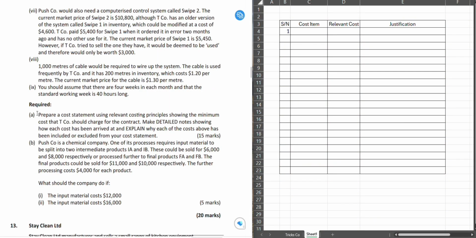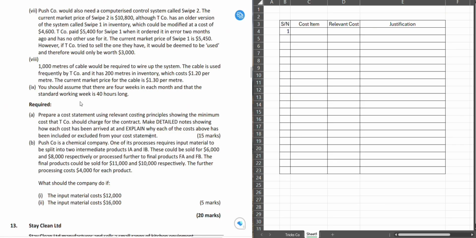So look at it. These are the requirements for 20 marks. The first one says, prepare a cost statement using relevant costing principles, showing the minimum cost that TCO should charge for the contract. Make detailed notes showing how each cost has been arrived at, and explain why each of the costs above has been included or excluded from your cost statement. That's a whopping 15 marks.